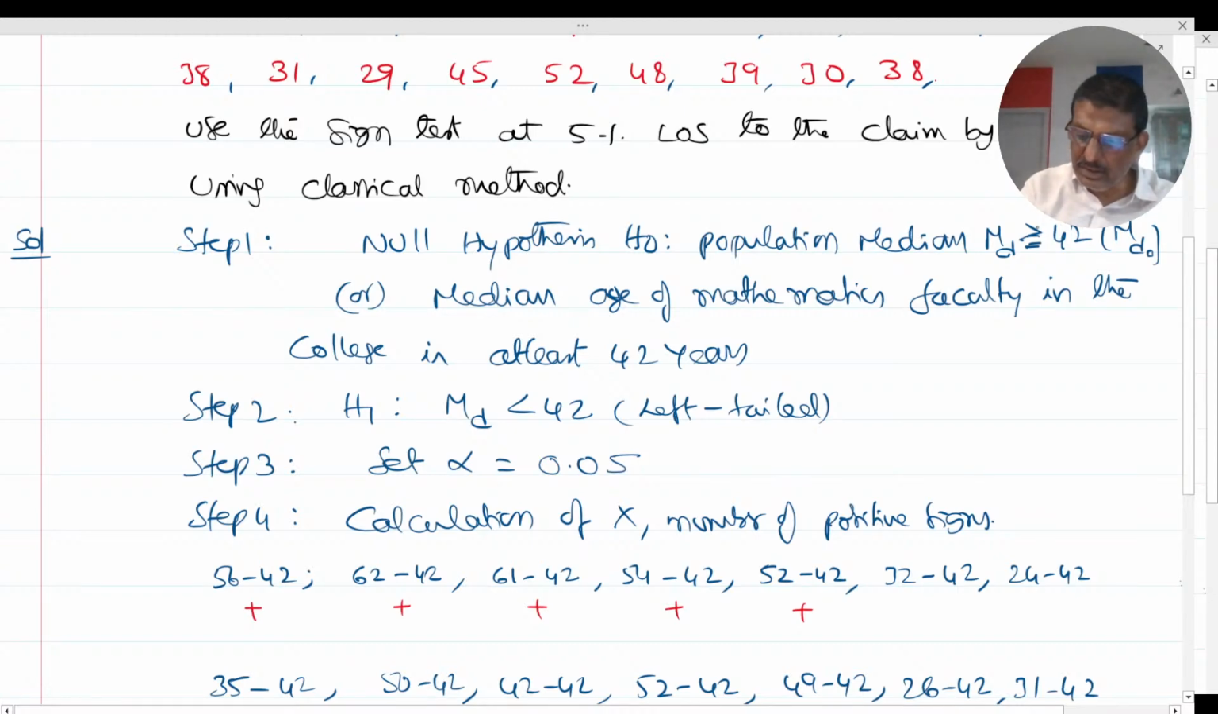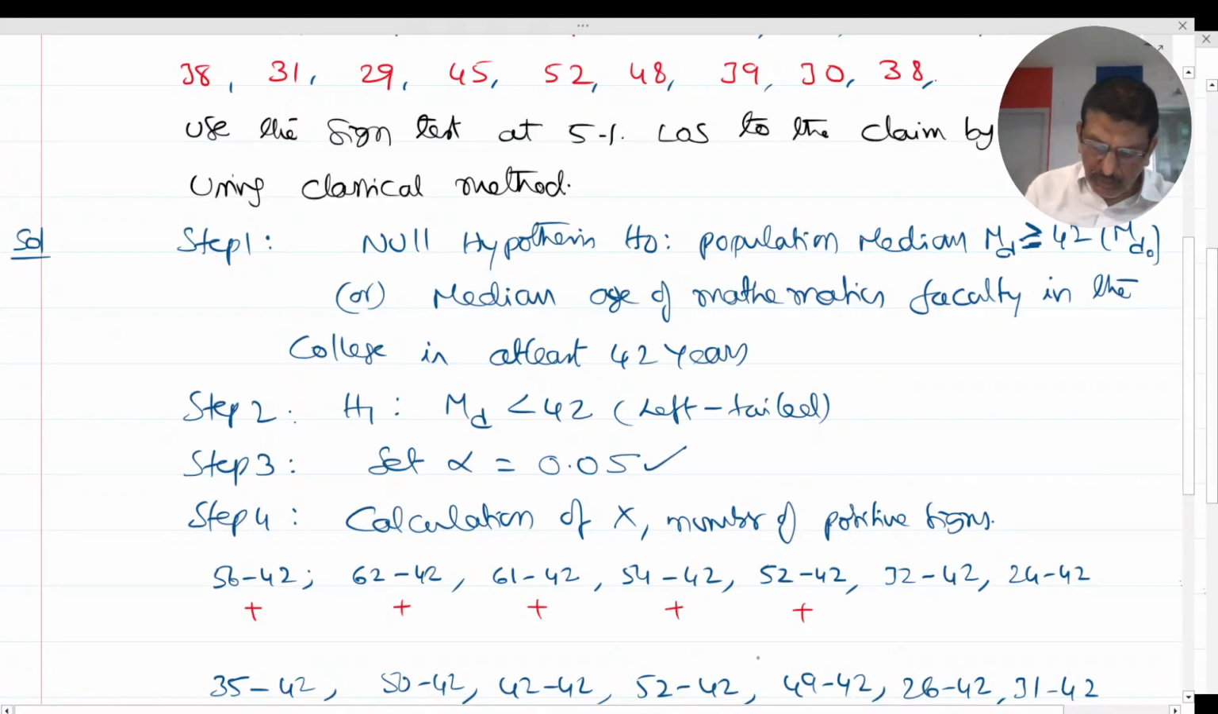The null hypothesis is the statement that the median age of the mathematics faculty is at least 42 years. The alternative is that it is less than 42. Set alpha as 5% LOS, as given in the problem.